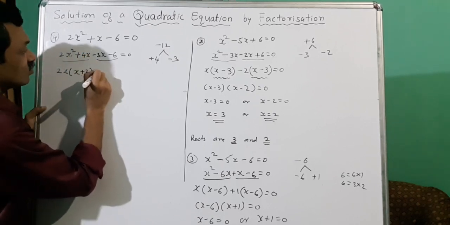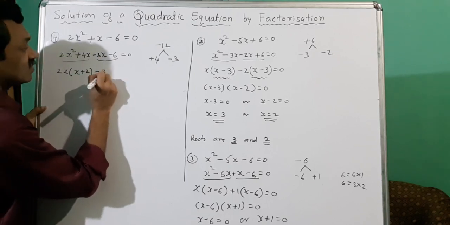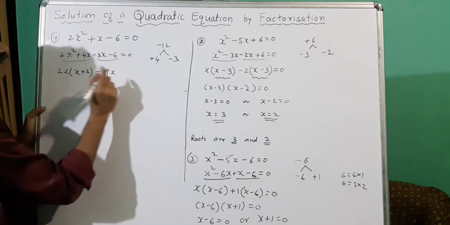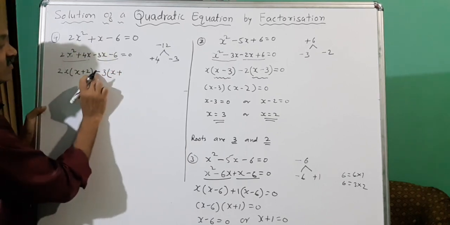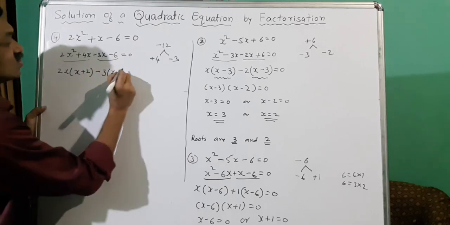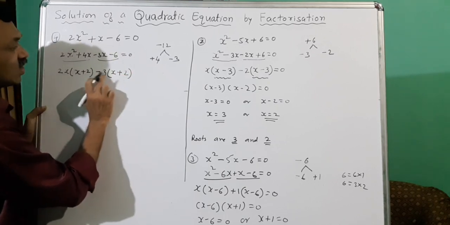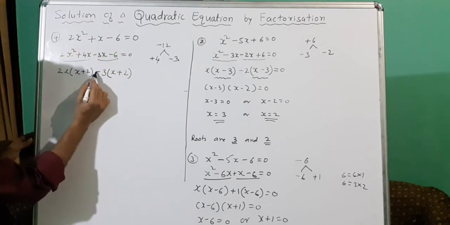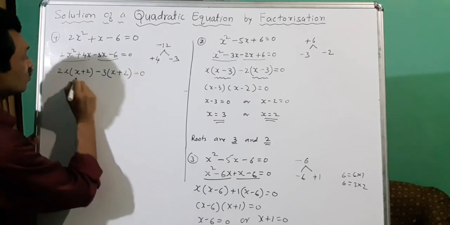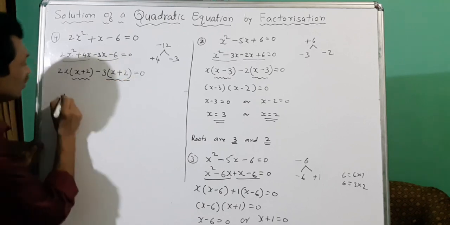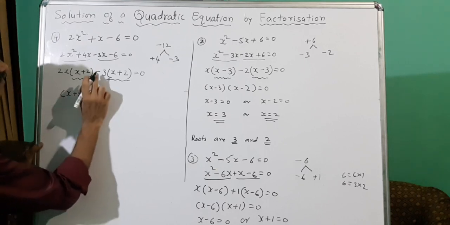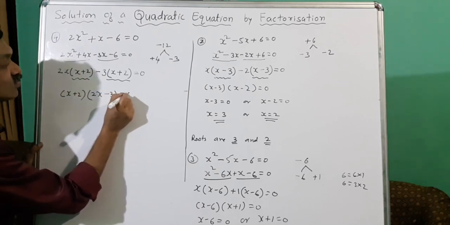Here minus sign is common. So minus, again 3 is common. 3 is common, so I am taking x. Already I have taken the minus sign, so this becomes plus. Because whenever we take the minus sign common outside the bracket, this sign changes. So it is 3 into x, minus 3x; 3 into plus 2, minus 6, equal to 0. So here again common bracket, x plus 2 into what is remaining here, 2x minus 3 equal to 0.